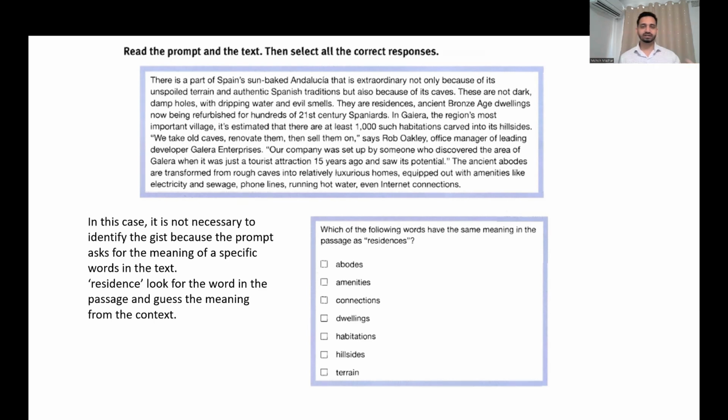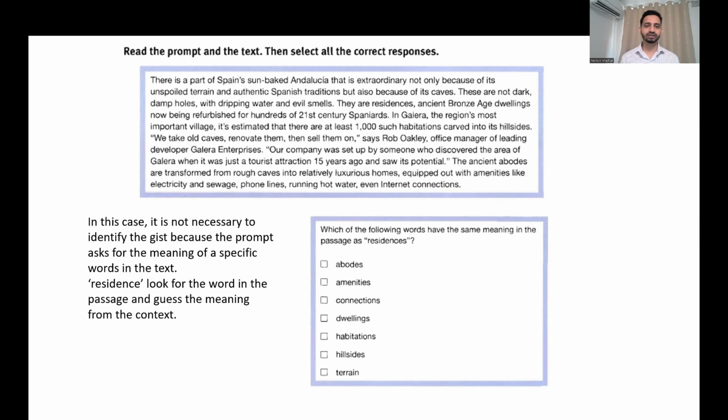So let's look at this exercise together. I'm going to read this article and see what words have the same meaning. There is a part of Spain's sun-baked Andalusia that is extraordinary, not only because of its unspoiled terrain and authentic Spanish traditions, but also because of its caves.